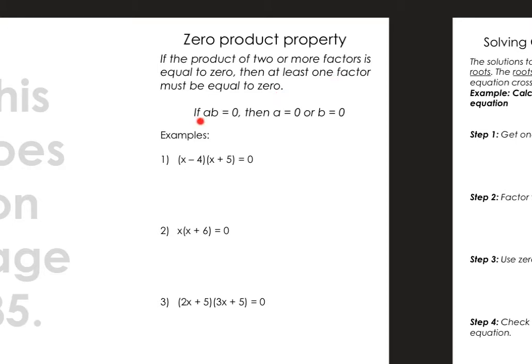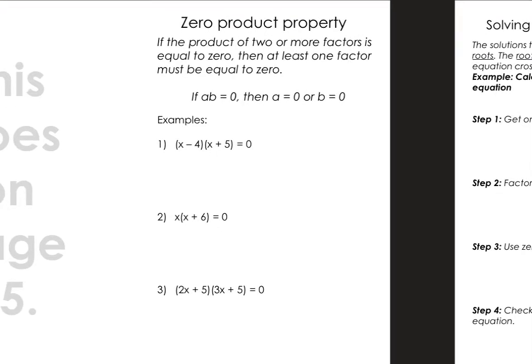So in other words, if we say that a times b equals 0, that means that either a could be 0 or b can be 0. The only way a product can equal 0 is if one of them equals 0. So looking at the first example, these quadratics are already factored and we're just going to solve.